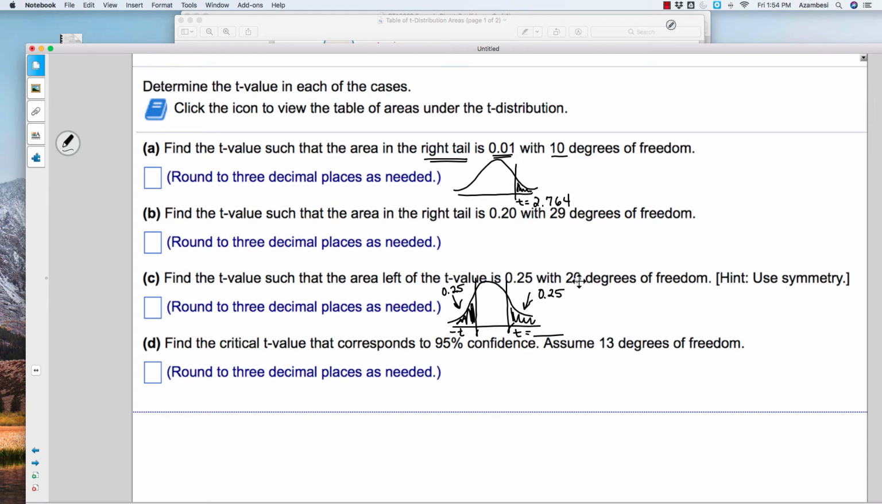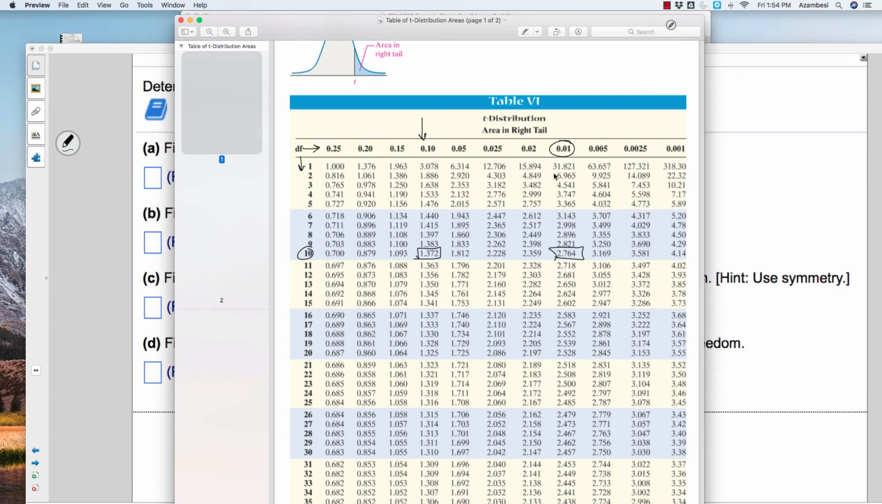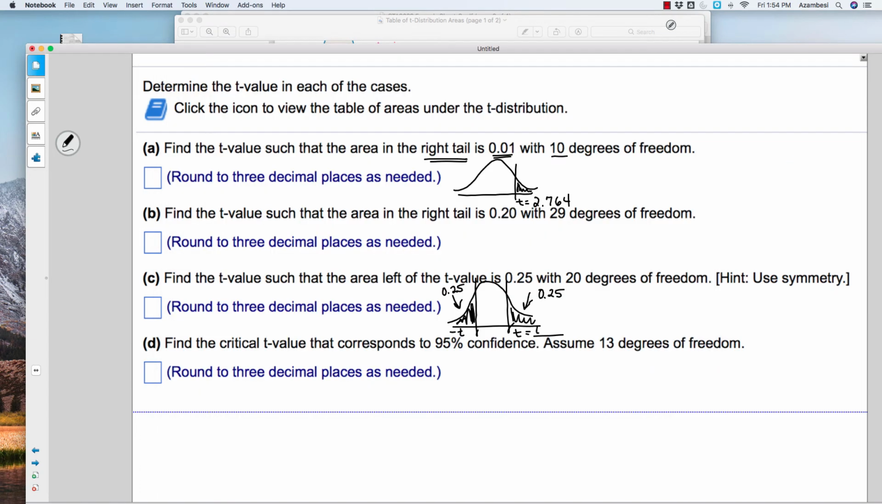So 0.25 with 25 degrees of freedom. 0.25 here, 25 degrees of freedom, gives me 0.684. That's this one, 0.684. The one over here is negative 0.684.